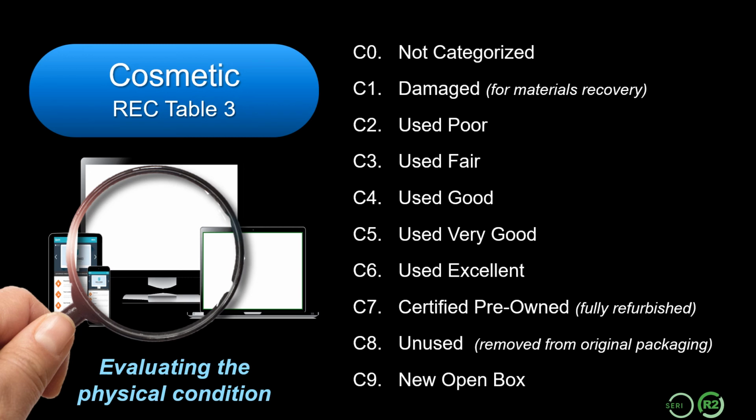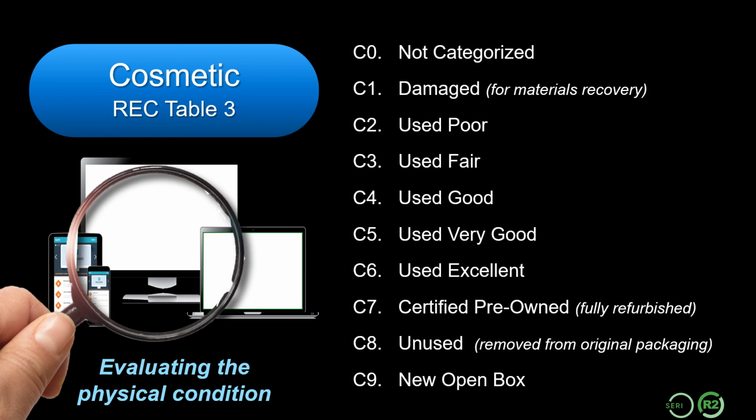A couple of points of clarification on this list. The C0 or not categorized description refers to items that have been tested and verified functional but have not yet received a cosmetic assessment and grading. C1, or damaged category, applies to items that, although tested and functioning, are not deemed to be suitable for reuse due to the extensive level of damage to the device and are instead directed to materials recovery.